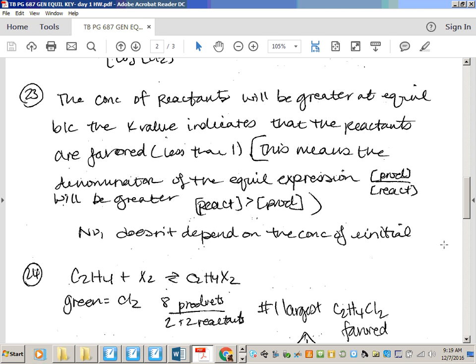Whoever asked about 23, the odd ones are also in the back of the book, in terms of answering some of these too. So can I move on from 23? The question for 23 was, when the reaction comes to equilibrium, will the concentrations of reactants or products be greater? Well, the K value tells us it's 10 to the negative fifth, so reactants should be highly favored.